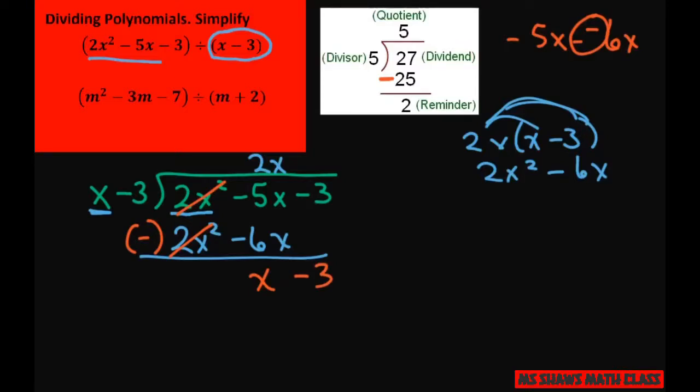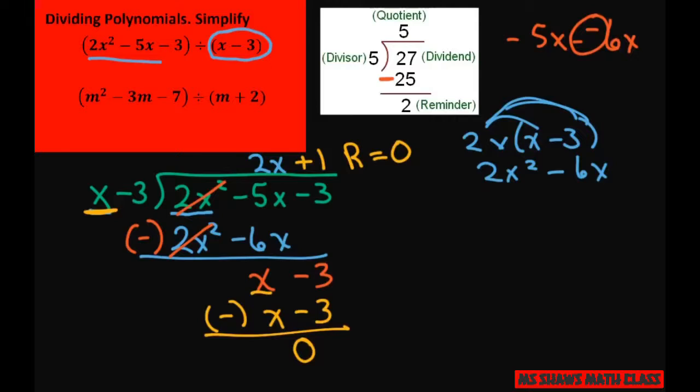Then what you do is the same process. What times x gives me x? That's going to be a positive 1. So 1 times x minus 3 is just x minus 3. And then you subtract those and you're going to get 0. So our remainder is 0.